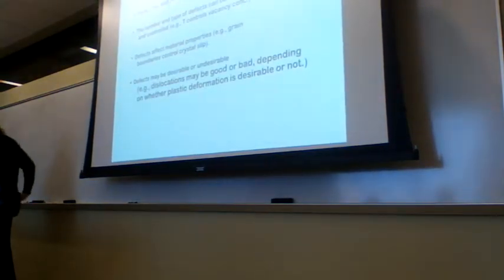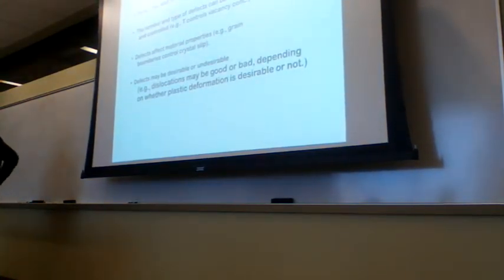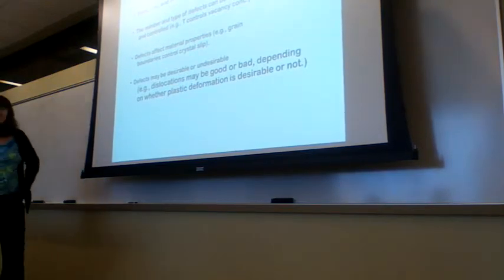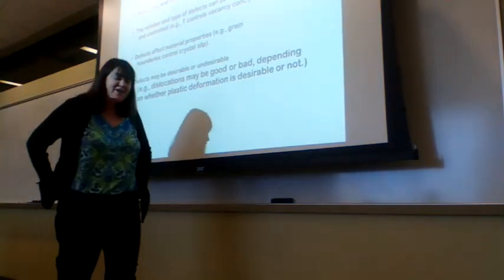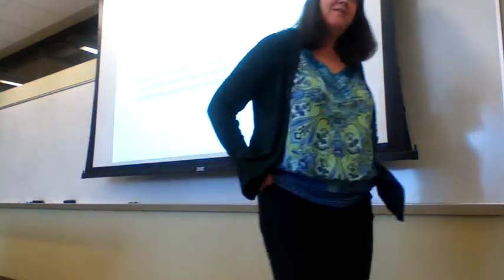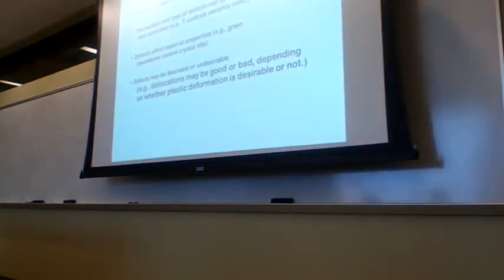Okay, so if we're looking at defects, point, line, and area defects are always there in solids. Depending on how much energy you're putting into the system, the more energy you have, the more likely you are to make defects, because things can move around. So you can control how many vacancies by controlling the temperature.